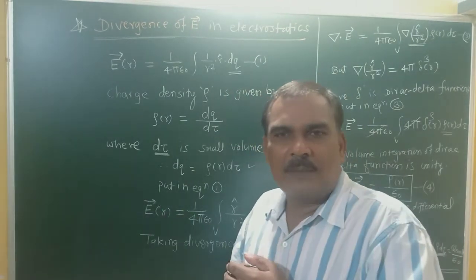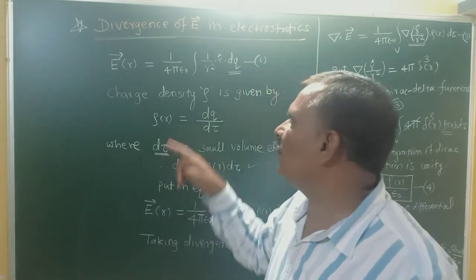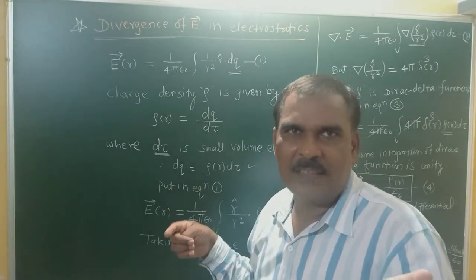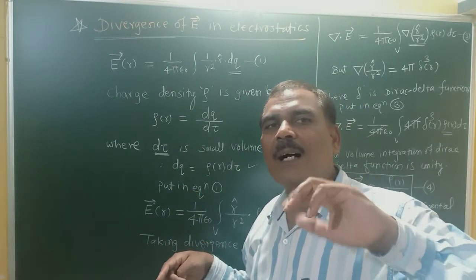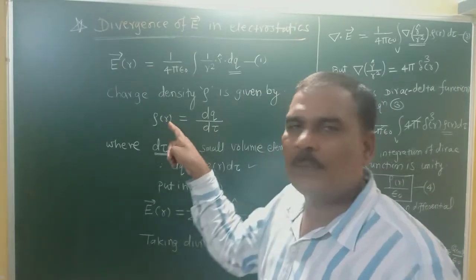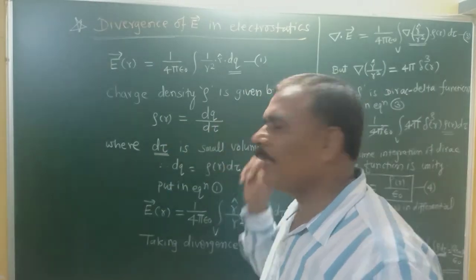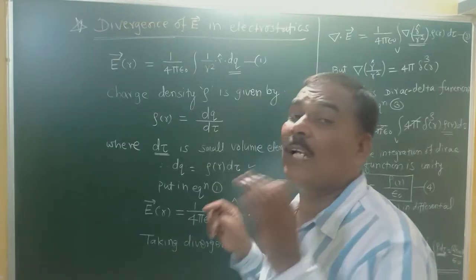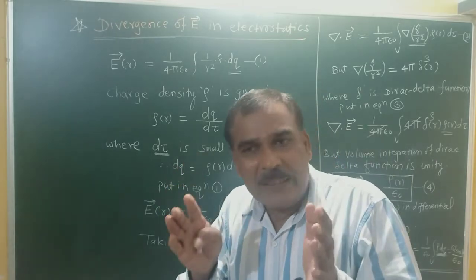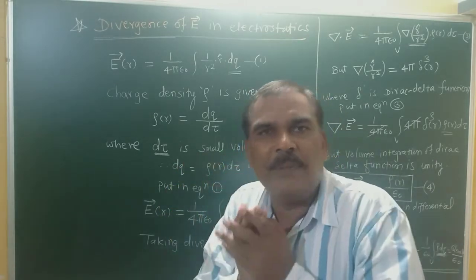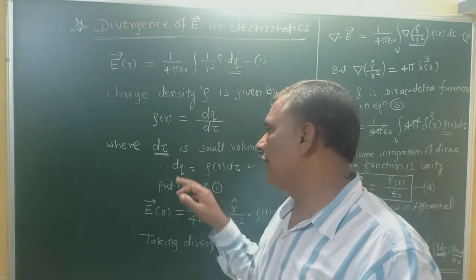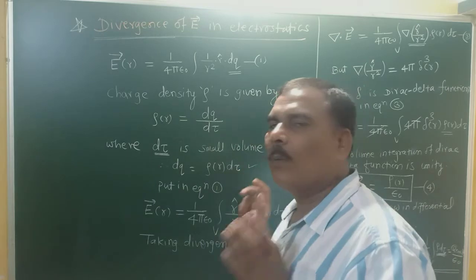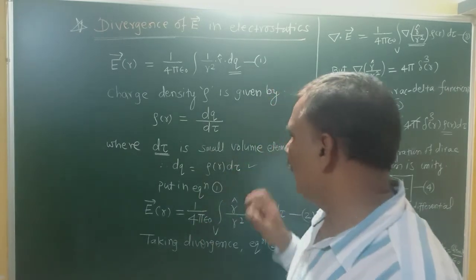Now here comes charge density. Charge density is denoted by rho, and this is the volume charge density, that is, charge per unit volume. d tau, also called dV, is a small volume element, and we write dq equals rho into d tau.